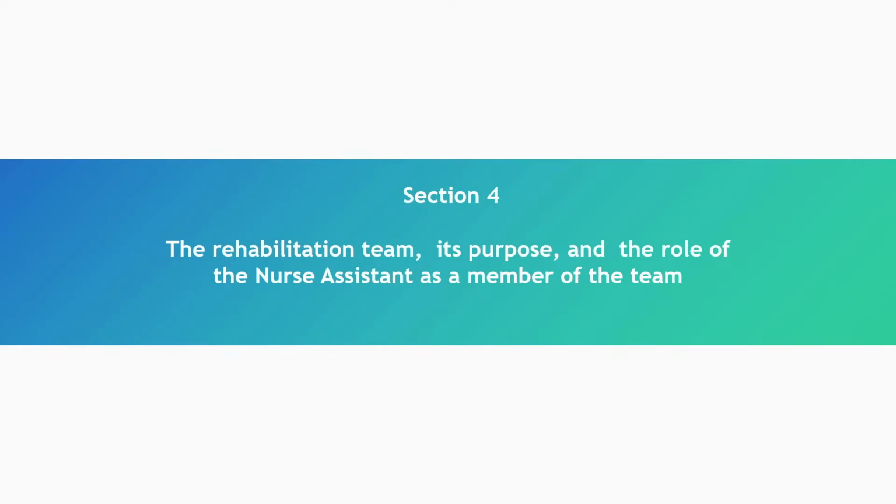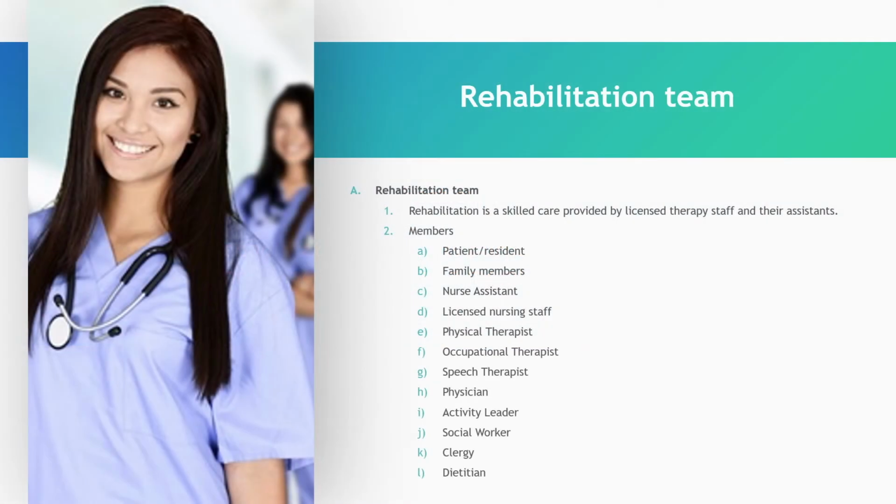Section 4. The rehabilitation team, its purpose, and the role of the nurse assistant as a member of the team. Rehabilitation is a skilled care provided by licensed therapy staff and their assistants. Members of the team include the patient or resident, family members, the nurse assistant, licensed nursing staff, the physical therapist, occupational therapist, speech therapist, physician, activity leader, social worker, clergy, and dietitian.